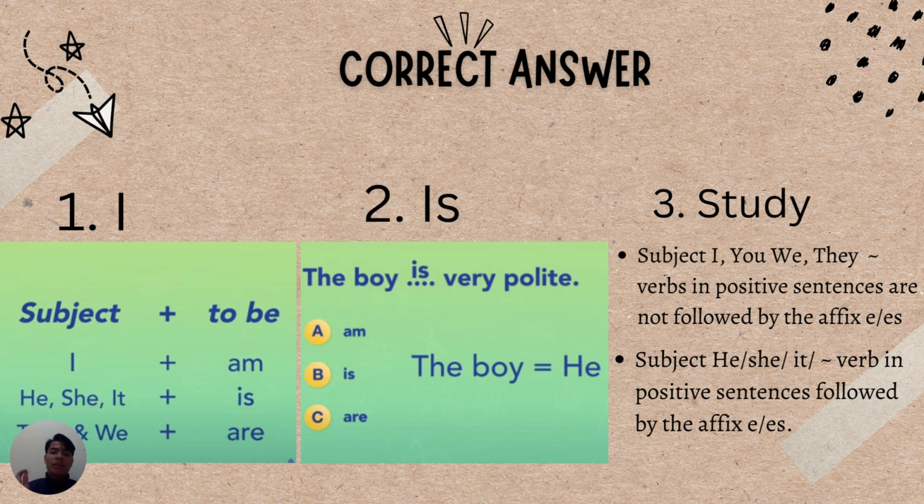Number three is study. Subject I, remember. Why study? With subjects I, you, we, they, verbs in positive sentences are not followed by the affix es. With subjects he, she, it, verbs in positive sentences are followed by the affix es. Remember that.